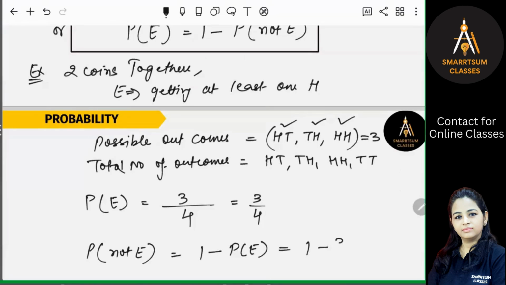Getting that? 1 minus 3 by 4, which is 1 by 4. Is that clear? So in this way, you can find out the probability of the complementary event by subtracting the probability of event E from 1, because we know that their sum has to be 1 only. Is that clear? So this is the meaning.